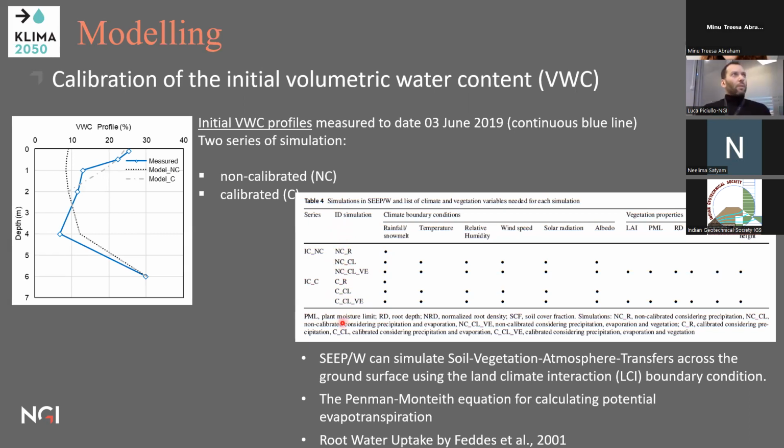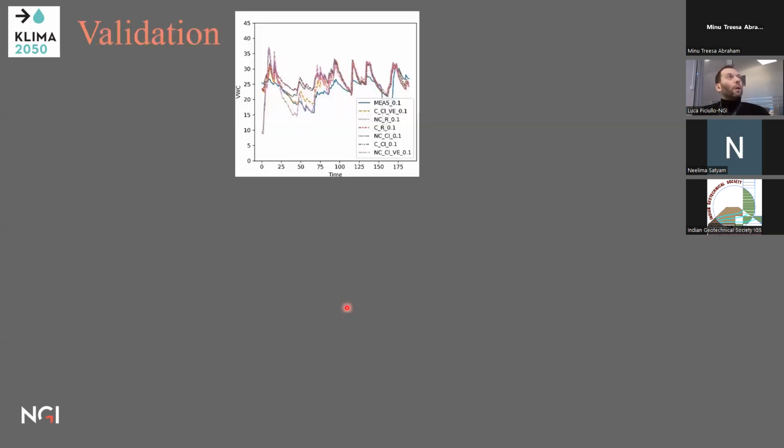And with CIP-W, we can simulate soil-vegetation-atmosphere interaction. The Penman-Monteith equation has been used for calculating evapotranspiration, and the root water uptake was taken from Fredlund et al. 2001. So we wanted to check in this 1 year back calculation which one of these six simulations was the best in back calculating the hydrological variables that we were monitoring. It means volumetric water content at six different depths and pore water pressure.